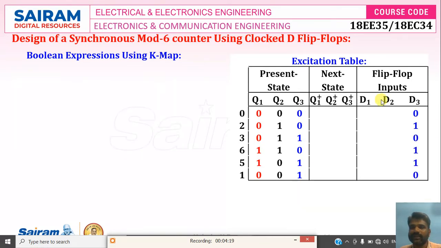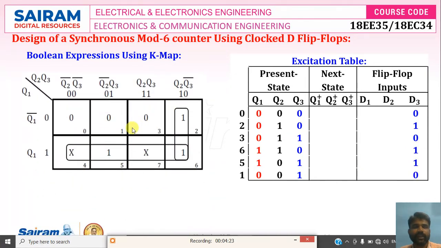Similarly, by considering D3, write one K map and do the entries, and here one quad is possible and one pair is possible. So the expression is Q1 plus Q2 Q3 bar.